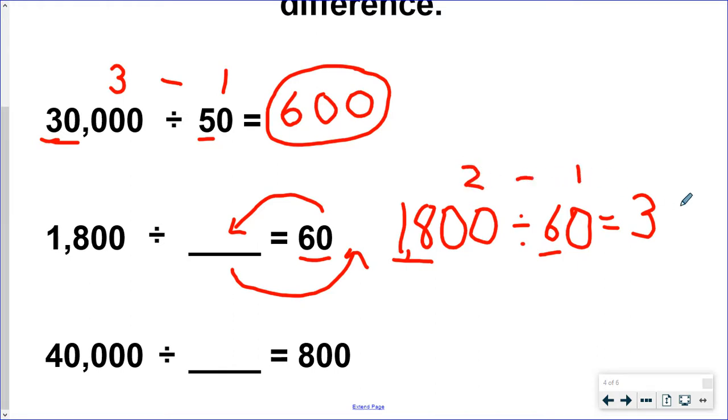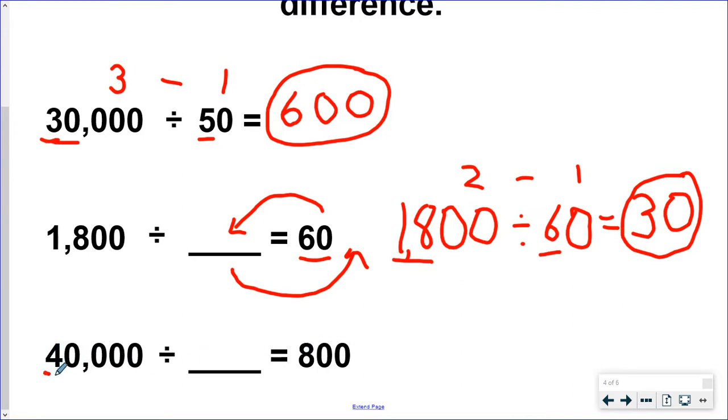2 minus 1 is 1, which means I do need to put 1 zero onto my answer. So that answer finally is going to be 30. I think this problem here is going to be another one of those problems where I do have to add a 0 back onto it, because this would be the same as taking 40,000 divided by 800.